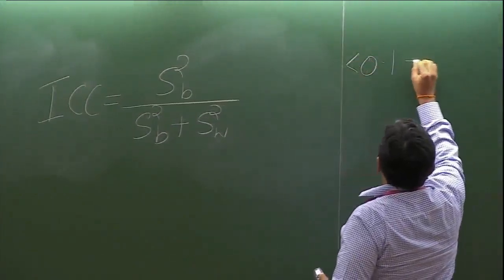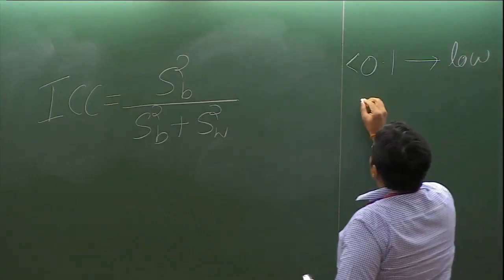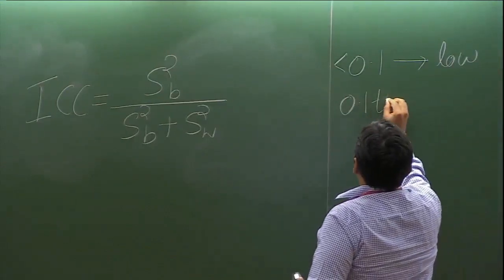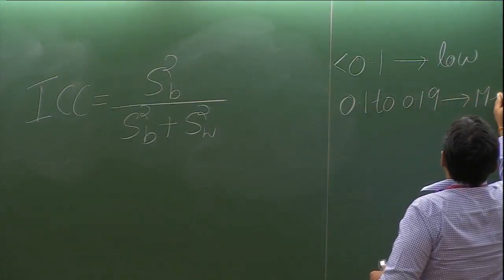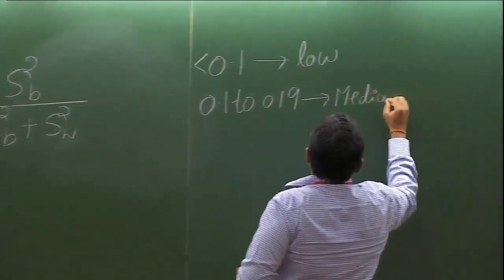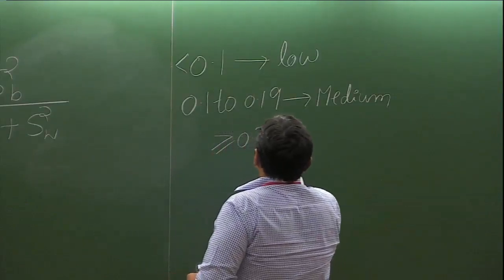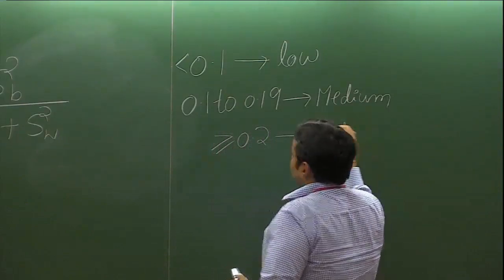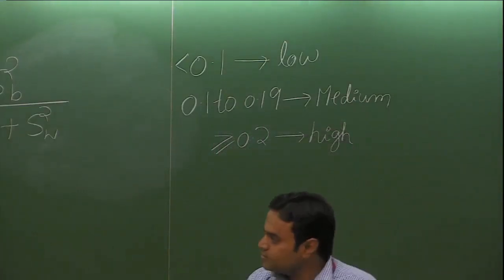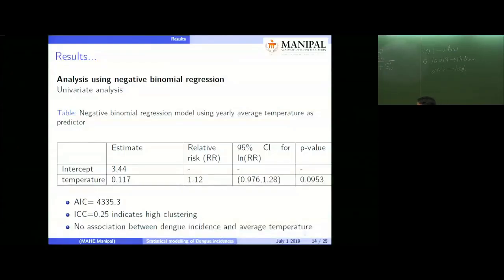we say that ICC less than 0.1 is low clustering, and between 0.1 to 0.19, we say it is medium. And an ICC more than 0.2, we call it high clustering. So here we can see the ICC, which is an estimate of a random effect, is showing that there is a high clustering.